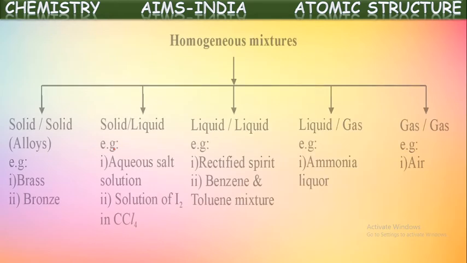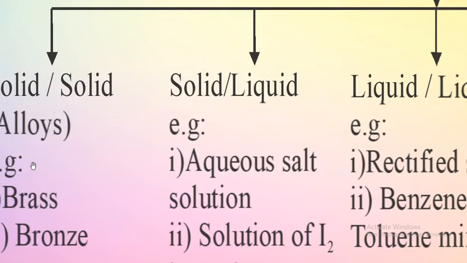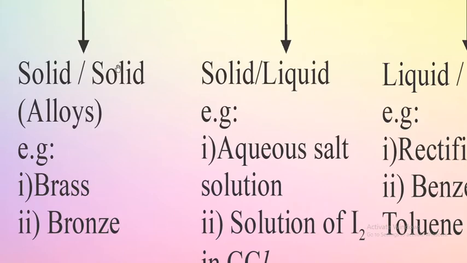Let us see those here once. See here, different types of homogeneous mixtures are shown. If you see solid homogeneous mixtures, for example, alloys. Alloys means what? The mixture of two or more metals. For example, brass and bronze. These are made by mixing two or more metals. So they are seen like one component. So they are homogeneous solid mixtures.